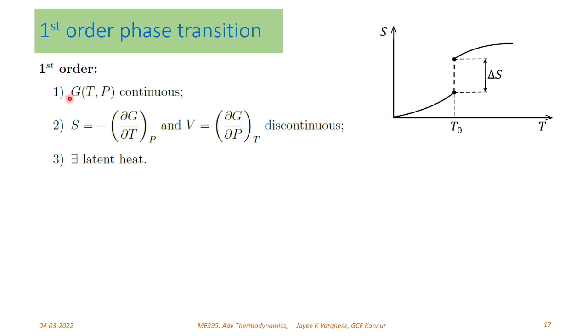Melting, the value of the Gibbs function will be continuous across this one. But the first derivative, we can see from the Maxwell's relation, ∂G/∂T at a constant pressure is equal to minus S. We will see this relation later. Anyhow, S is equal to minus ∂G/∂T at a constant pressure, and volume is equal to ∂G/∂P at a constant temperature.